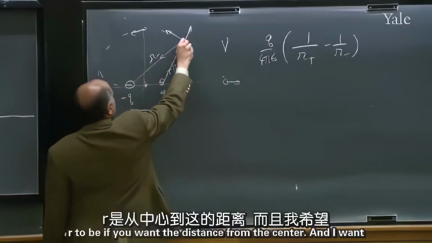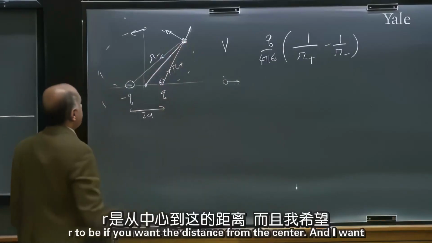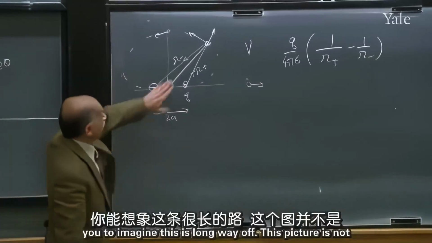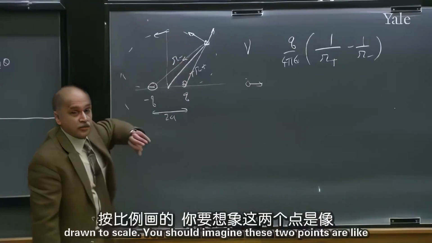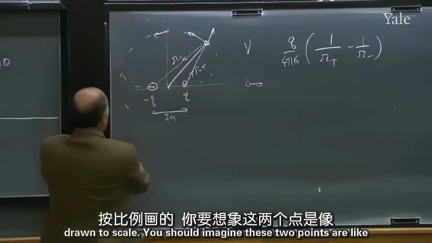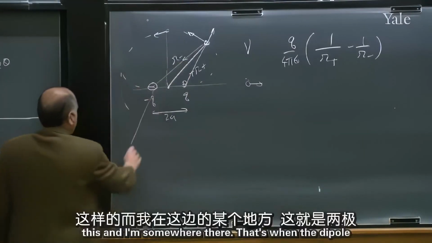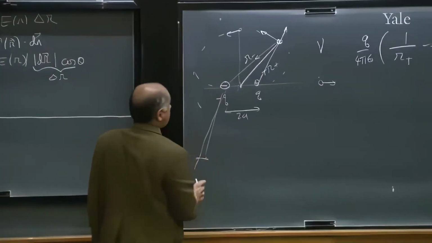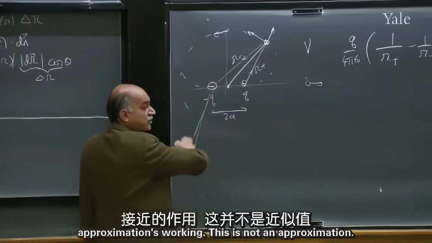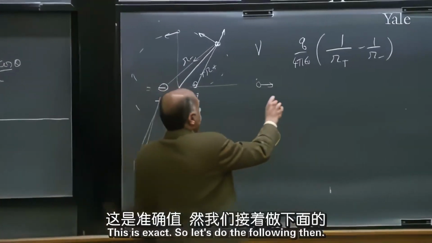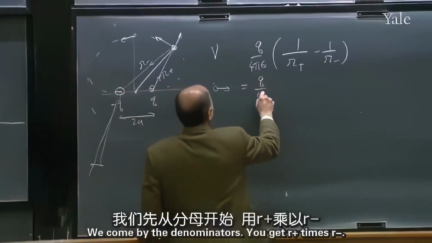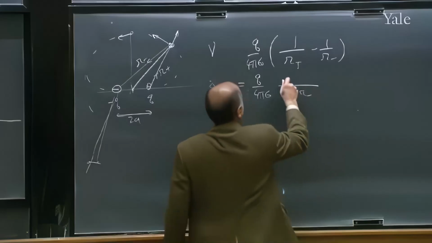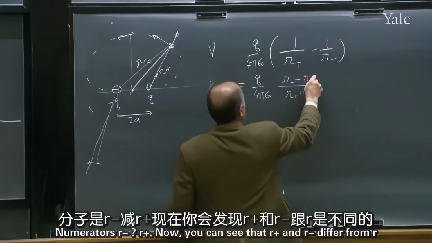This is r minus. Let's define r to be, if you want, the distance from the center. And I want you to imagine this is a long way off. This picture is not drawn to scale. You should imagine these two points are like this, and I'm somewhere there. That's when the dipole approximation is working. This is not an approximation, this is exact. So let's do the following then. We combine the denominators. You get r plus times r minus. The numerator is r minus minus r plus.